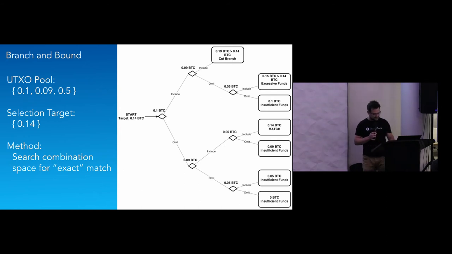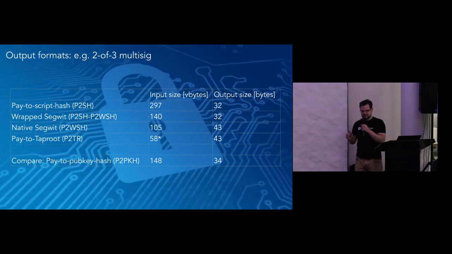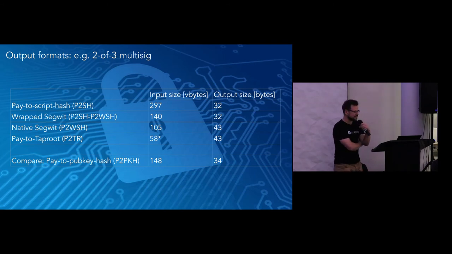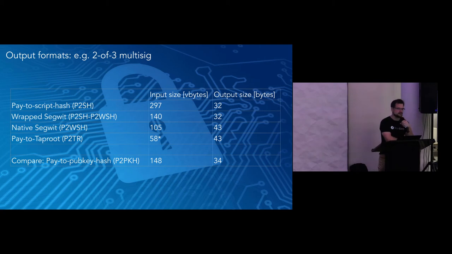Now I'm going to totally change the topic on you and briefly touch on output formats. At BitGo, we always use two-of-three multisig addresses, and the unfortunate side effect this has is that they're slightly larger than what you're used to. Pay-to-public-key-hash is at the bottom: 148 bytes for an input, 34 bytes for an output. There are better ones now with SegWit as well, but this is just a good baseline to compare against.